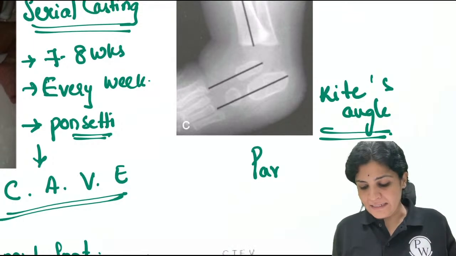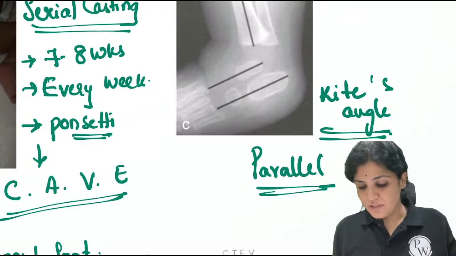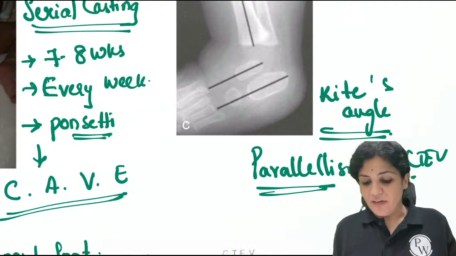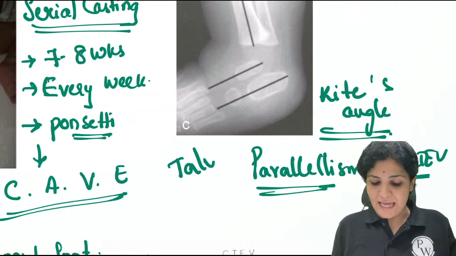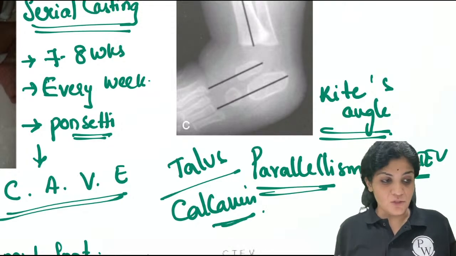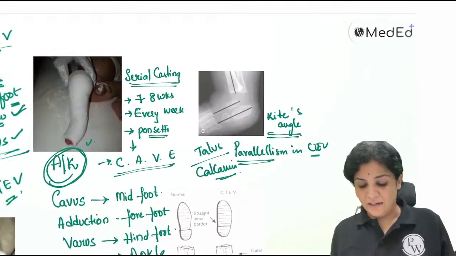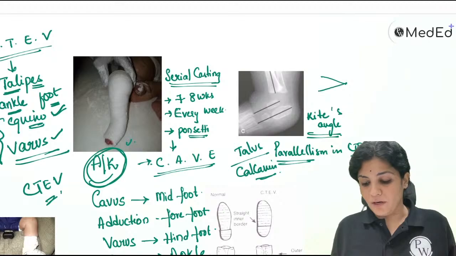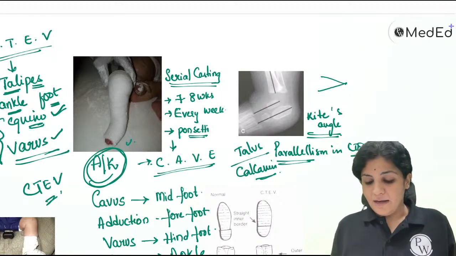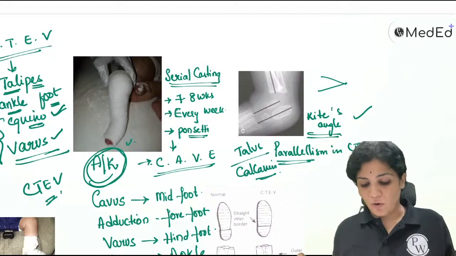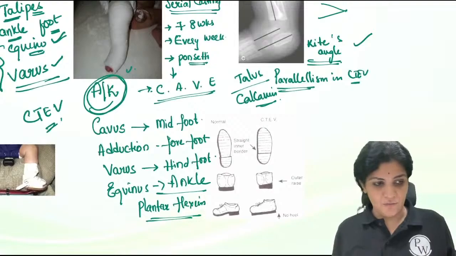Kite's angle is parallel. So this is called parallelism in CTEV, where you see both the talus and the calcaneum longitudinal lines are parallel to each other. Normally, they will form an acute angle. Now they have become parallel. So this is called Kite's angle in CTEV.